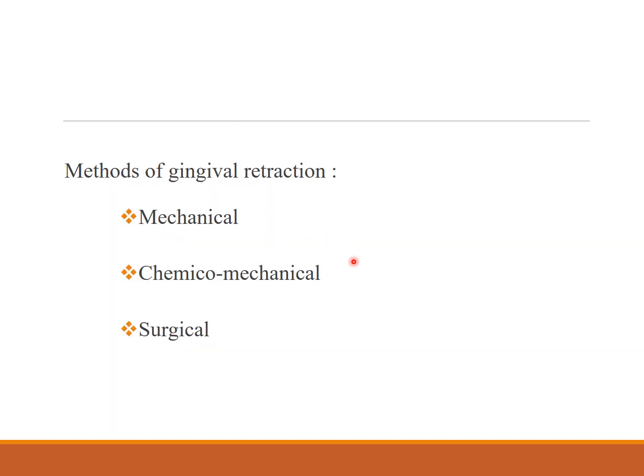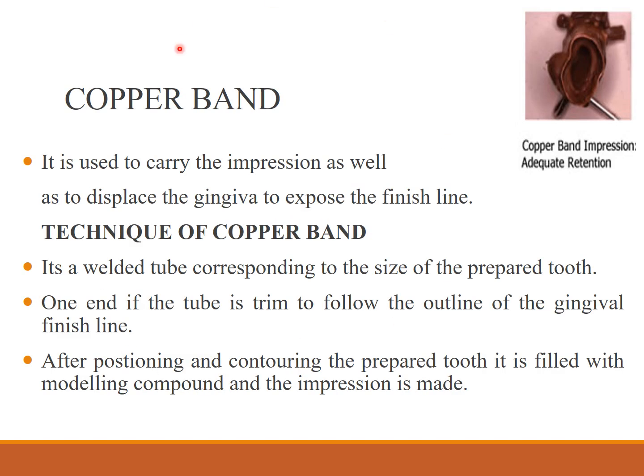Methods of gingival retraction: chemical, mechanical, and surgical. Coming to the mechanical methods, first is the copper band. It is used to carry the impression as well as displace the gingiva to expose the finish line. Technique of copper band: a copper tube corresponding to the size of the prepared tooth. One end of the tube is trimmed to follow the outline of the gingival finish line. After positioning and contouring the prepared tube, it is filled with modeling compound and impression is made.